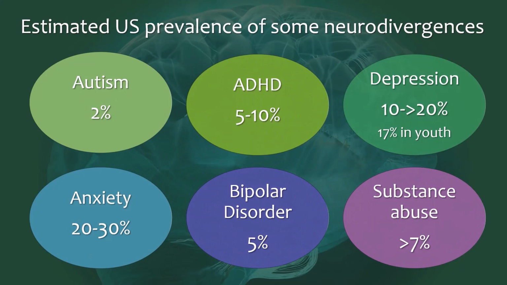I'd like to show you some of the estimates for the prevalence of some of these neurodivergences in the United States. You want to be careful looking at these because, well, they're kind of a moving target. These figures typically refer to people receiving treatment for these conditions in any one given year. Some of these figures are coming from the Centers for Disease Control and some from the National Institute of Mental Health. Depression figures represent current and over a lifetime. That's the spread there from 10 to 20%.